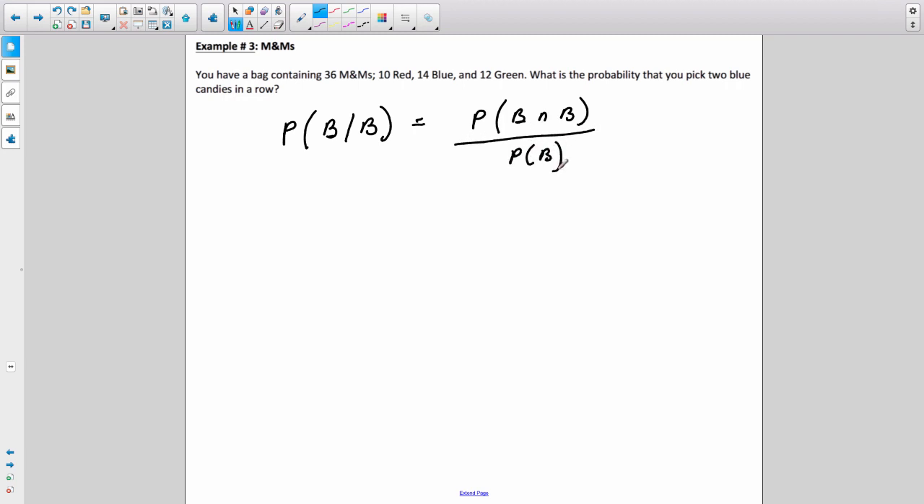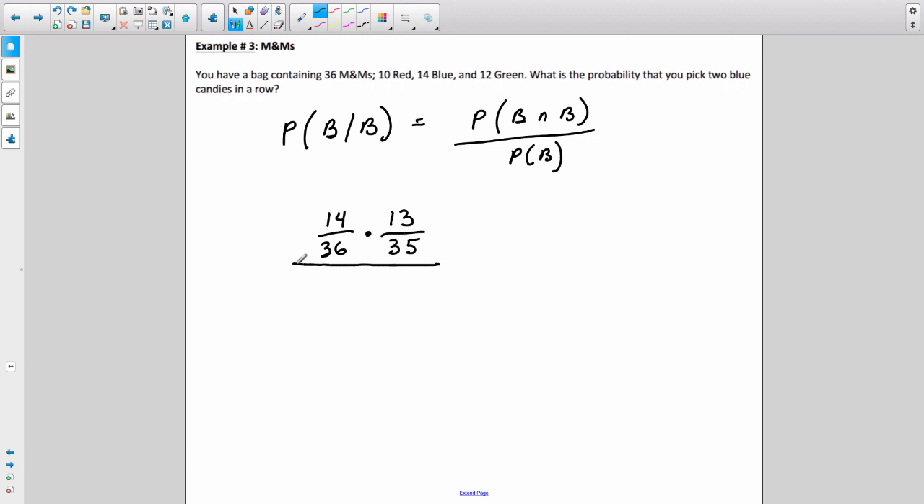Now, the intersect feature is multiply, and we'll learn a little bit more about that in our next video tomorrow night. But what's the probability of picking the first one blue? That would be 14 out of a total of 36. Now, to pick the next one blue, would you agree that it's really just 13 now because one blue is already in your hand or eaten, and now it's out of 35? Because there's only 35 M&Ms left, you already took a blue one out of the bag.